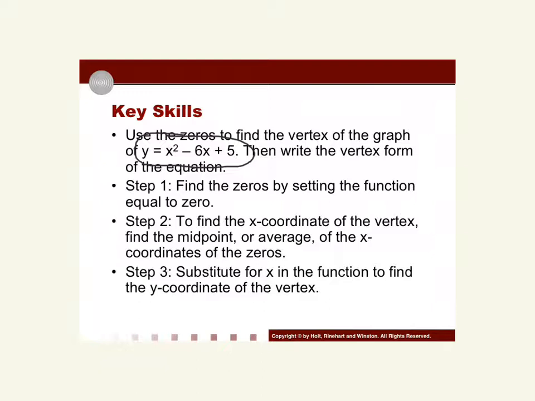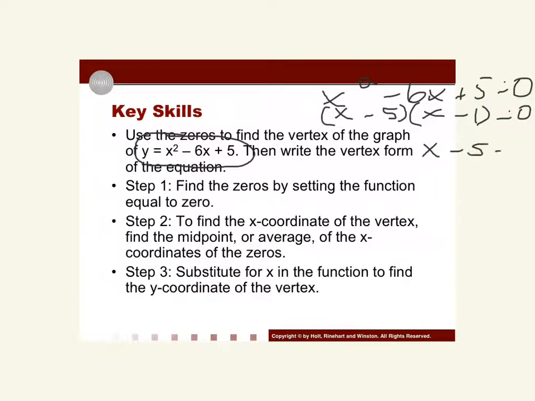So remember, to find the zeros, we take x squared minus 6x plus 5 and set it equal to 0. Now we put it into factored form, and we get x minus 5 and x minus 1, because those are the two factors of a positive 5 that add up to a negative 6. Then, if you recall, we set each of those factors equal to 0 and solve. So we get x equals 5 and x equals 1.